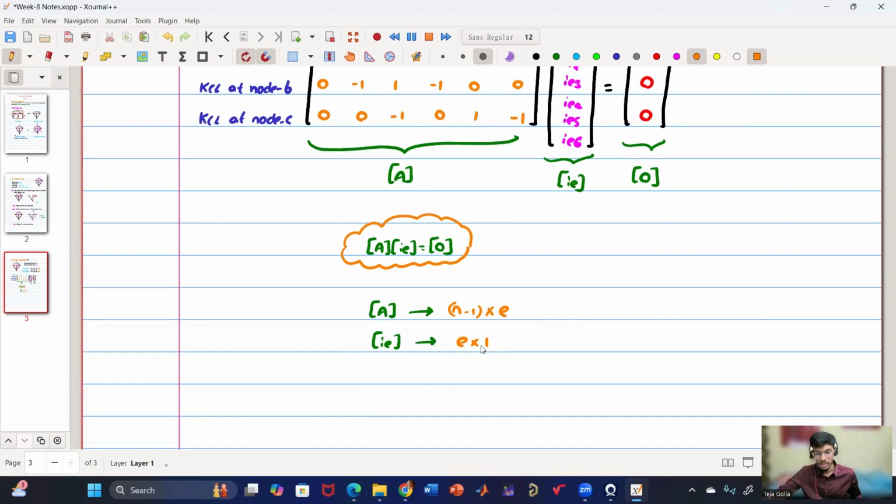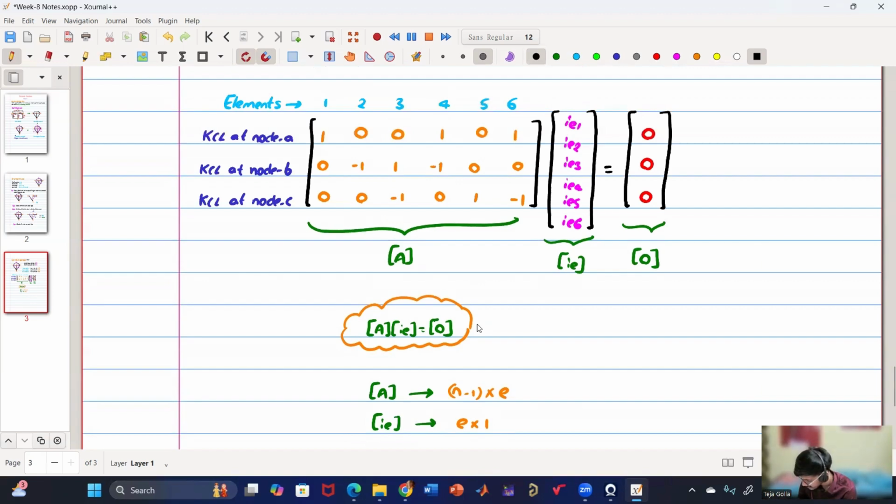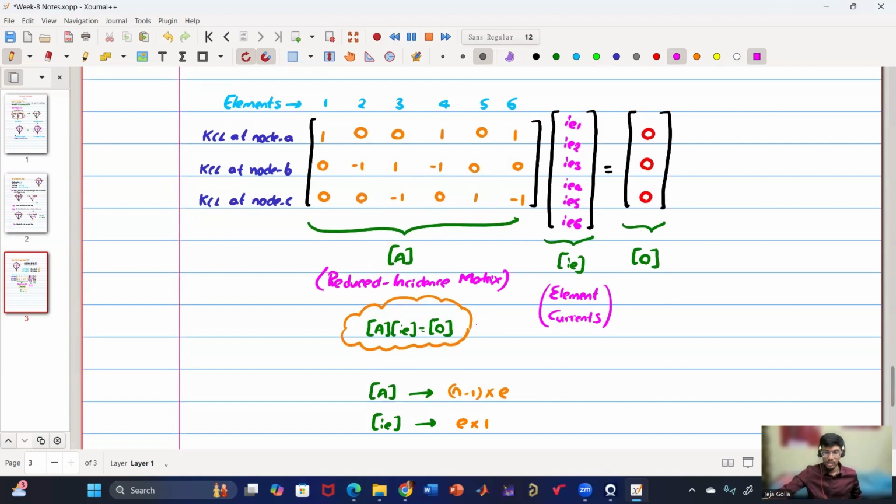There is another name for matrix A. Matrix A is called the reduced incidence matrix. And these are nothing but element parameters. Clear, right? This is just the name.